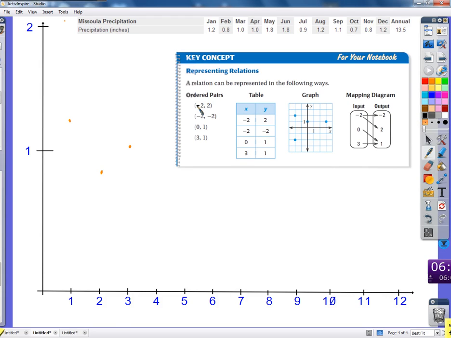So this is four different ways to represent a single relation. It's the same relation represented in different ways. So you can look at any of them and find this information, but what is the domain of this relation? What do we say the domain was? What's the definition of the domain? The set of inputs. The set of inputs, okay?